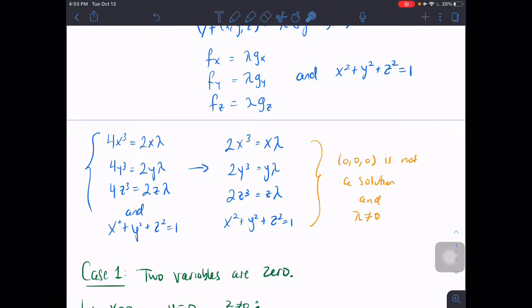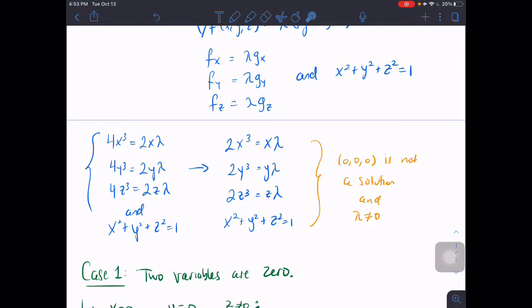So let's start with the case where all three of them are 0. Is that even a possible solution point? If all three of them are 0, that wouldn't satisfy my constraint equation, because I'll get 0 equals 1. And so 0, 0, 0 is not a solution.